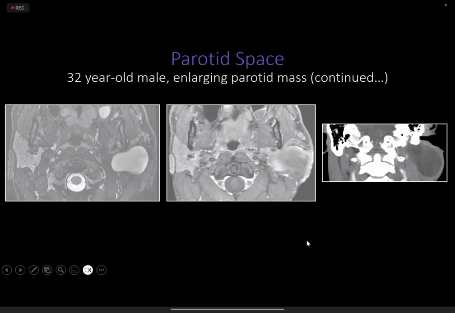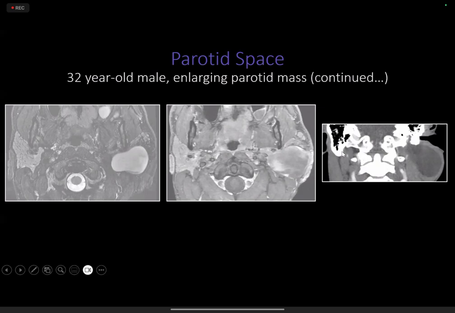So we got an MRI in this patient, and this is a T2-weighted image. We know that this is a T2-weighted sequence because it's high T2 signal in the CSF. You can see that this lesion is relatively high in T2 signal. Post-contrast images demonstrate some enhancement within the lesion, more so medially.